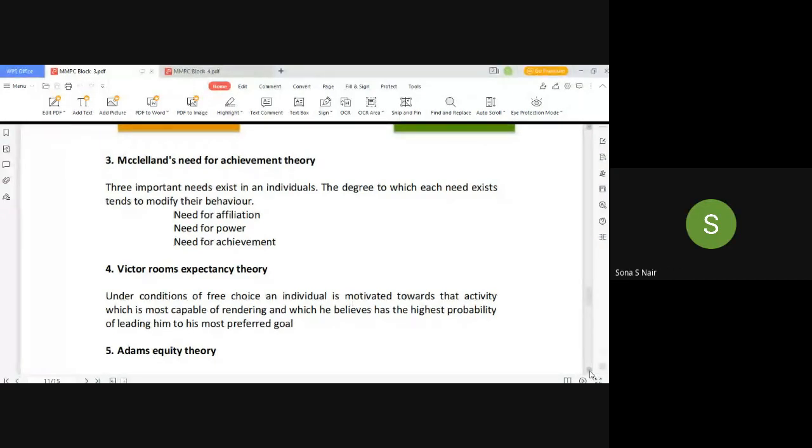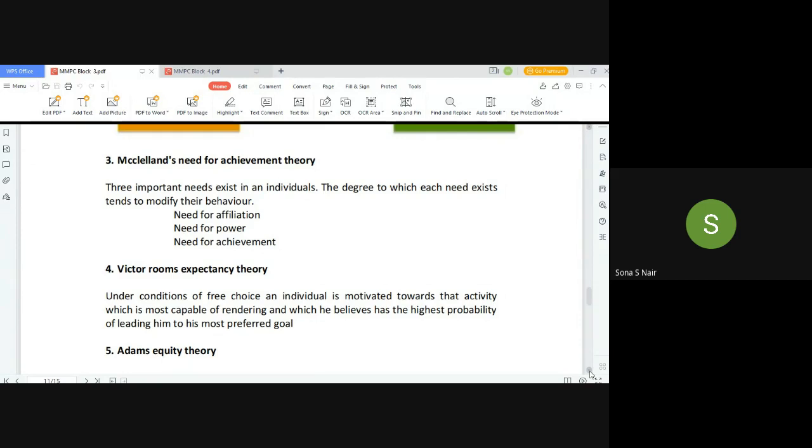Okay. The fourth theory is Victor Vroom's expectancy theory. According to this theory, under conditions of free choice, an individual is motivated towards an activity which he is most capable of rendering and which he believes has the highest probability of leading him to his most preferred goal. Now, that is a complex kind of statement, but let us explain that with an example.